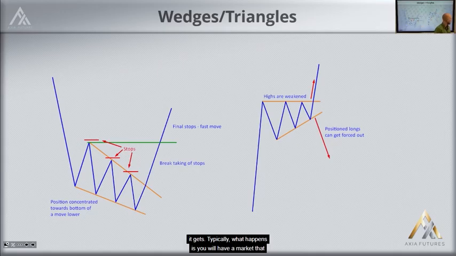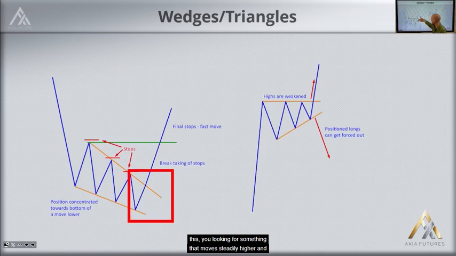Typically, what happens is you will have a market that moves higher, accelerates and slows down. With a move like this, you're looking for something that moves steadily higher and then accelerates up.